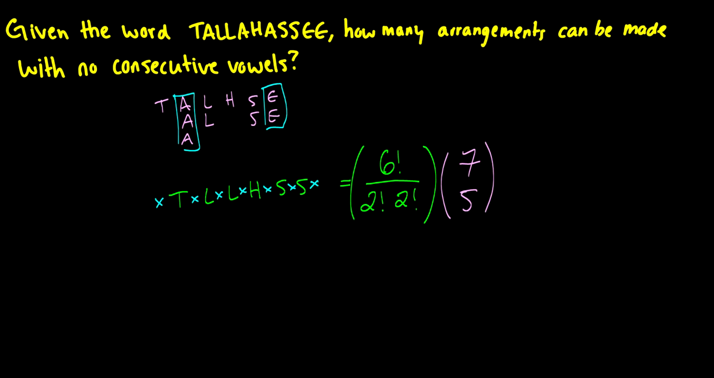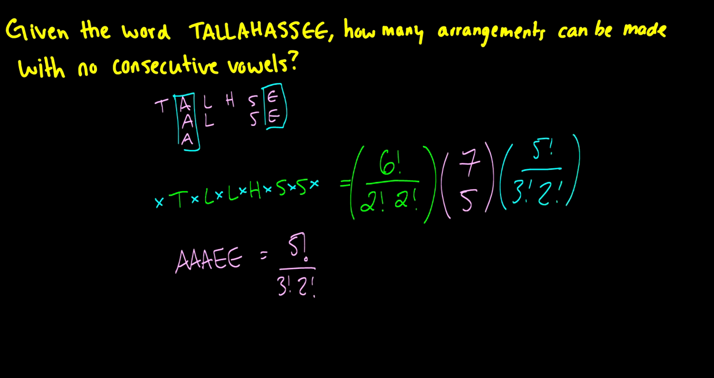Now there's still one more step to the puzzle. And now we have A, A, A, E, E. Well, we still have to order these ones too, because there are different arrangements. So there's going to be 5 factorial of these vowels over 3 factorial times 2 factorial. So we then have to multiply it by 5 factorial over 3 factorial times 2 factorial.